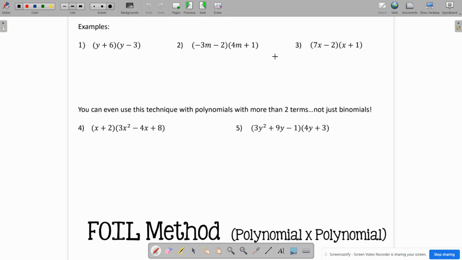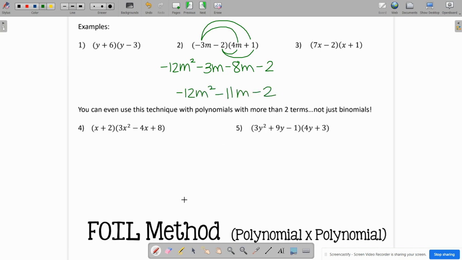I'm going to do one more up here, and then I'm also going to show you how you can use this with a binomial times a trinomial. So I'm going to do number 2 here. So first, the first term here times the first term here is going to give us negative 12m squared. Outside means the outermost term, so negative 3m times 1, which is negative 3m. Inside means our innermost term, so negative 2 times 4m, which is negative 8m. And the last term in each polynomial, so negative 2 times positive 1, which is minus 2. Combining like terms, we can combine our m's to get negative 12m squared minus 11m minus 2.